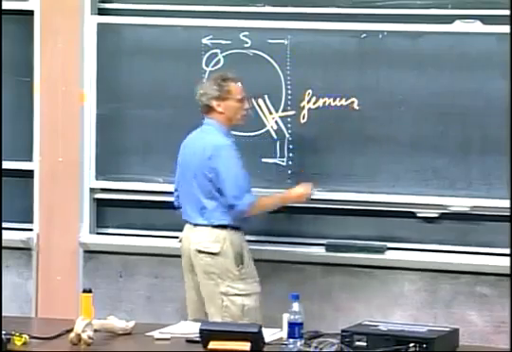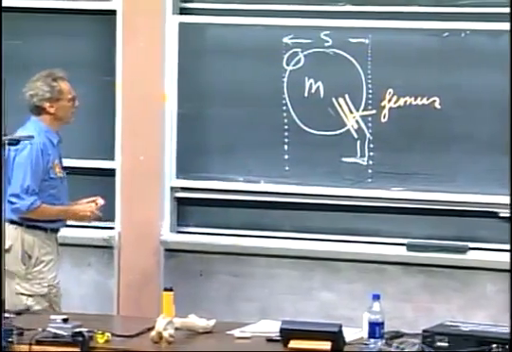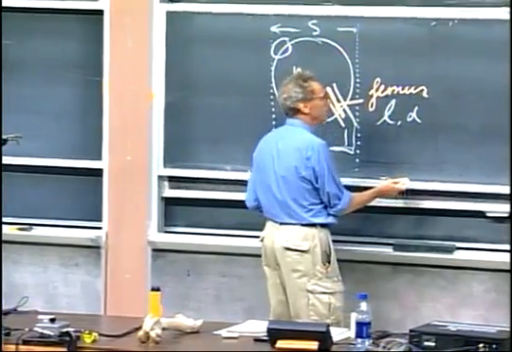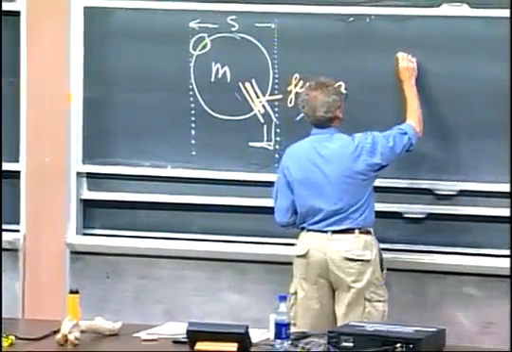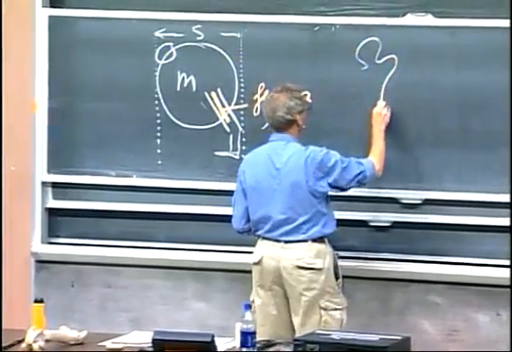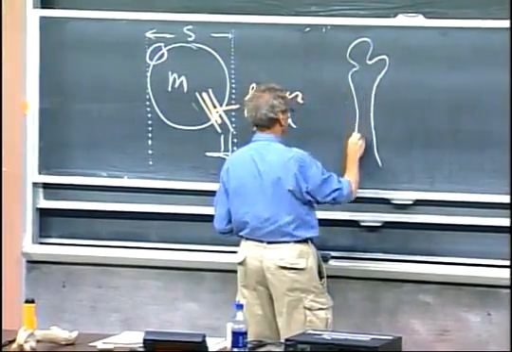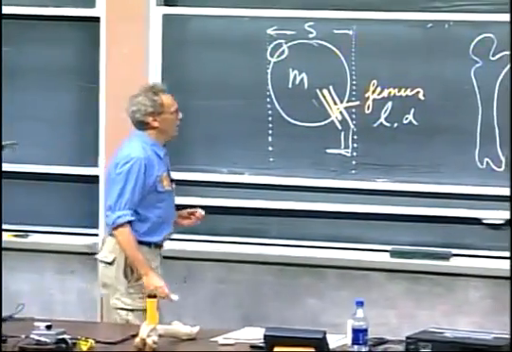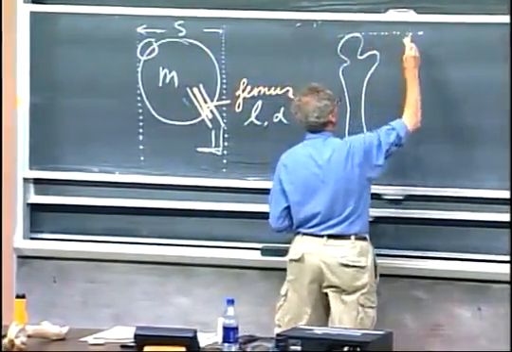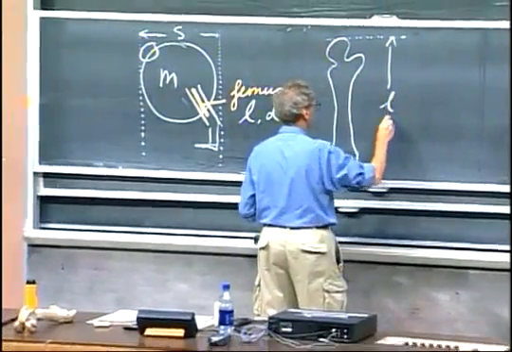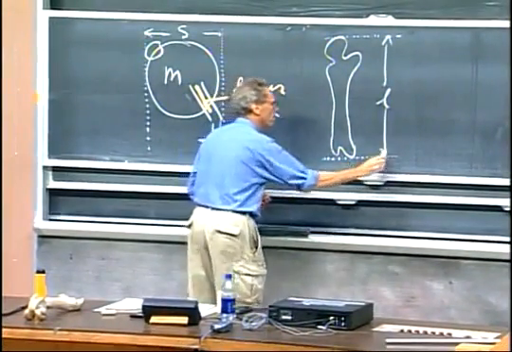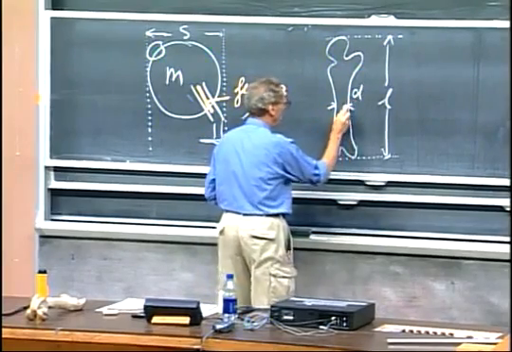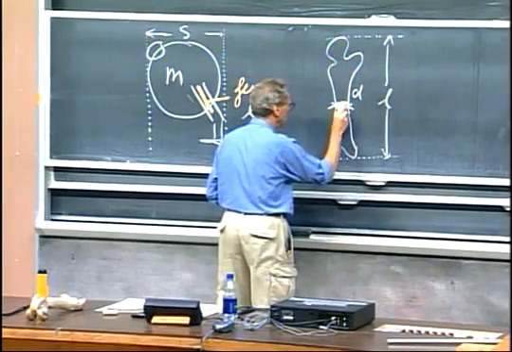And this mammal has a thigh bone, which we call the femur. The femur, of course, carries the body to a large extent. Let's assume that the femur has a length L and a thickness D. Here is a femur. This is what a femur approximately looks like. So this would be the length of the femur, this would be the thickness, D, and this would be the cross-sectional area, A.